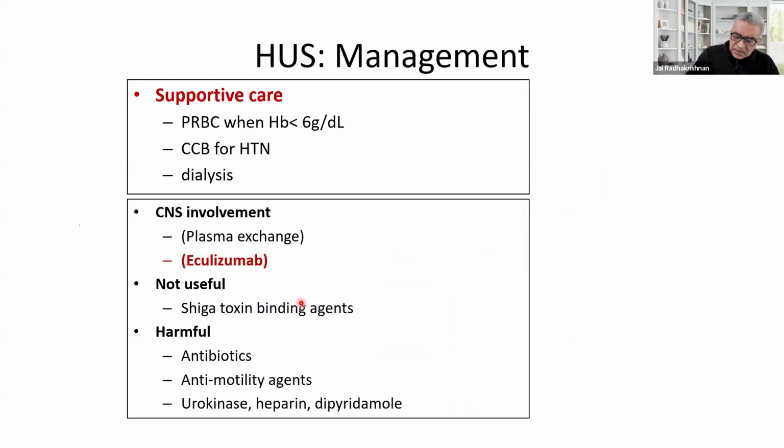In the German epidemic about a decade ago, they used plasma exchange and eculizumab. And in an observational manner, they said probably if you have CNS involvement, the course is much shorter and there's better recovery, but this has not been tested until recently. So I'll tell you the data in the next slide. And of course, there's no advantage of using binding agents for Shiga toxin, and especially antibiotics and anti-motility agents.